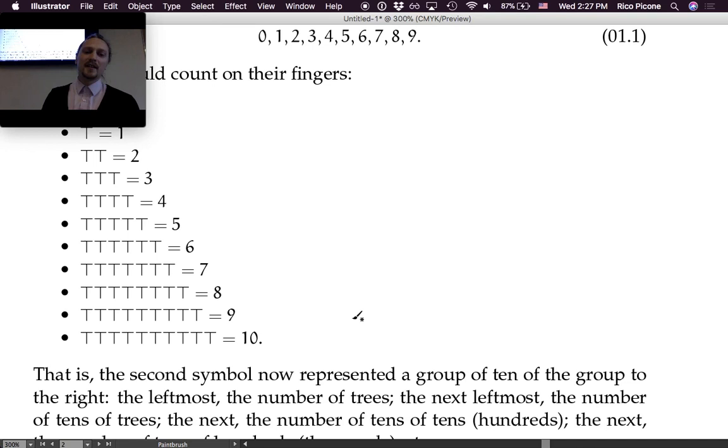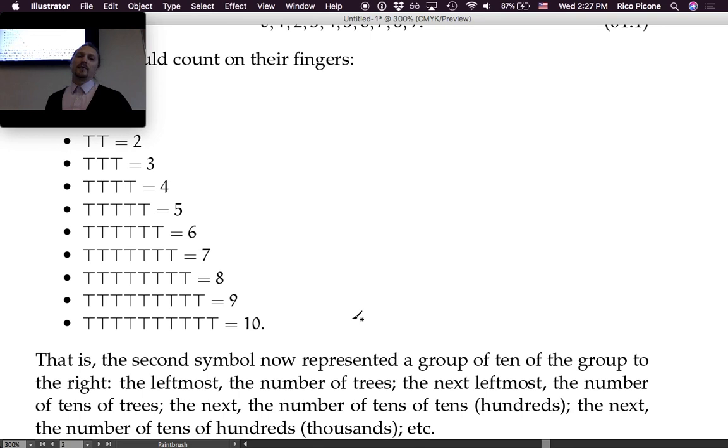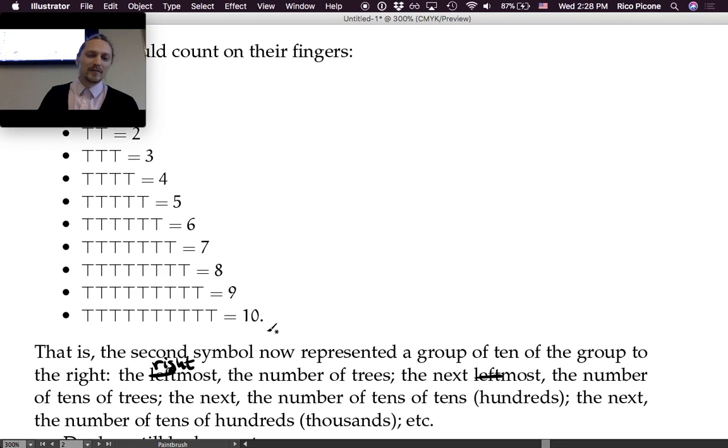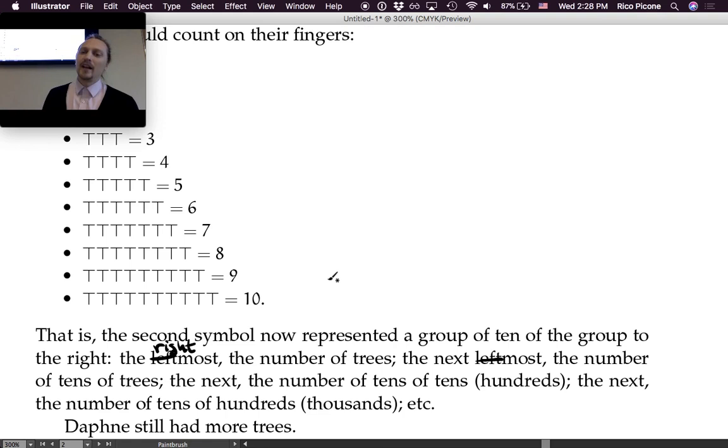That is, the second symbol now represented a group of 10 of the group to the right. The leftmost, what I actually meant in all of these was the rightmost. So my apologies. This is why you should proofread. Okay, so the rightmost is the number of trees. Next to the left, that's what's confusing here, next to the left, the number of tens of trees. The next, the number of tens of tens, or hundreds. The next, the number of tens of hundreds, which is thousands, etc.